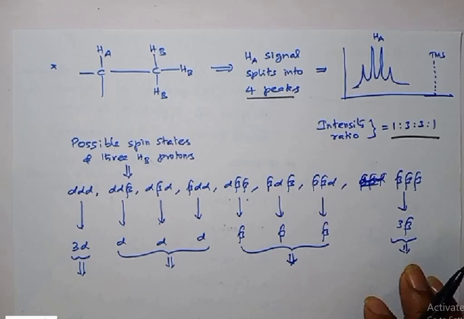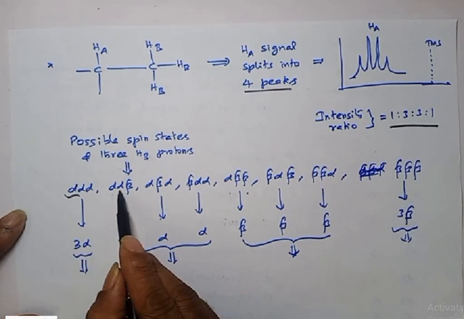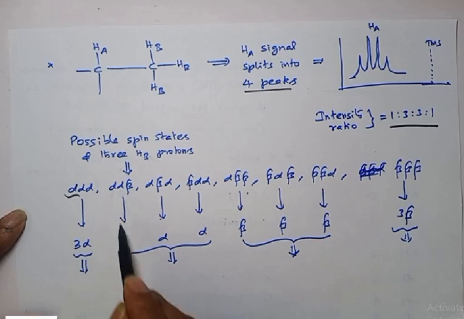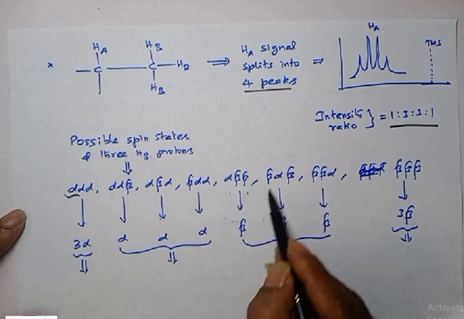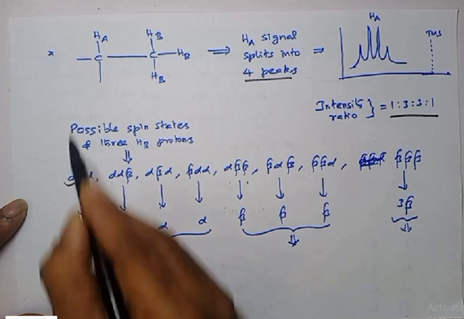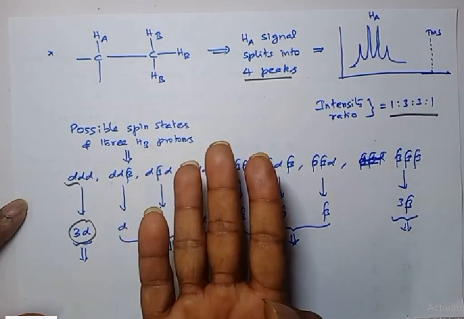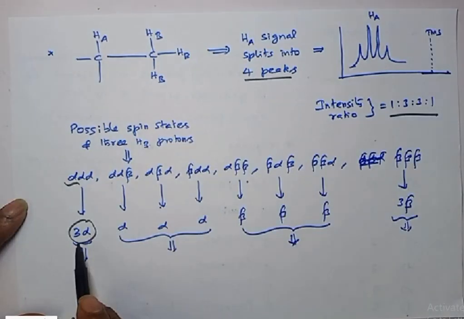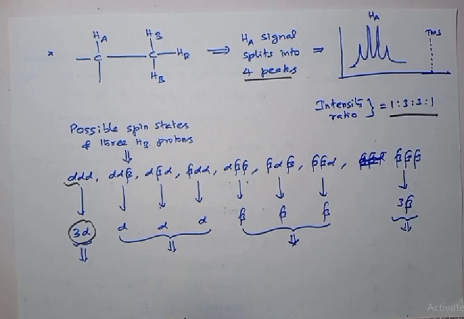Is this clear? So here the net spin is 3 alpha. Here one alpha and one beta cancel, so we have 1 remaining alpha. Here also, 1 alpha remains with 1 beta, 1 beta, and 1 beta. Here we have 3 beta. Now listen. The HA proton sees 4 different types of magnetic field. One is, listen, it sees some additional magnetic field of 3 alpha. Apart from the external magnetic field, it sees an additional magnetic field of 3 alpha.